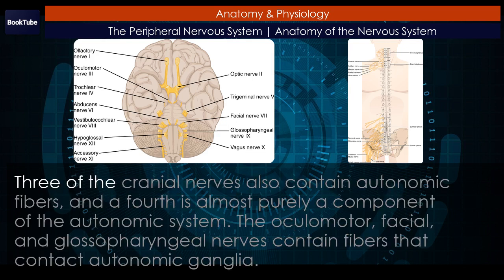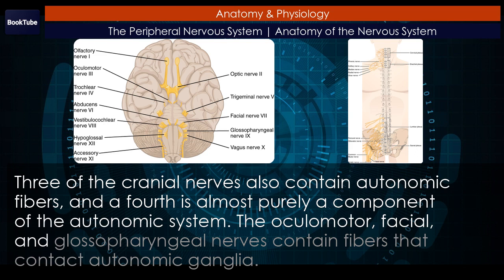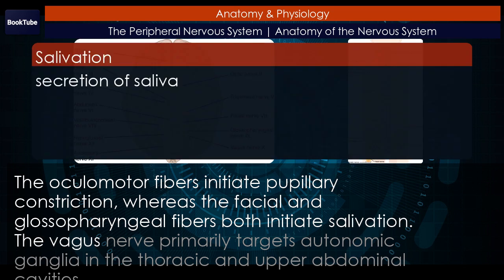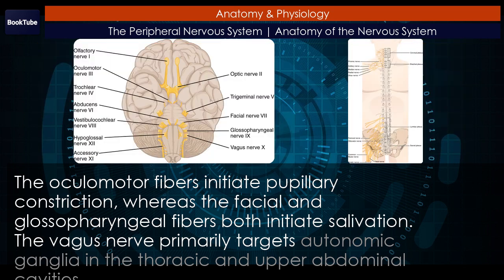3 of the cranial nerves also contain autonomic fibers, and a 4th is almost purely a component of the autonomic system. The oculomotor, facial, and glossopharyngeal nerves contain fibers that contact autonomic ganglia. The oculomotor fibers initiate pupillary constriction, whereas the facial and glossopharyngeal fibers both initiate salivation. The vagus nerve primarily targets autonomic ganglia in the thoracic and upper abdominal cavities.